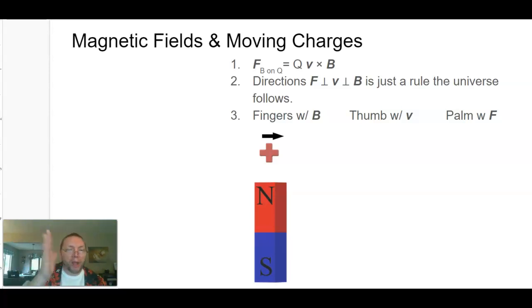And now we'll use our right hand. It has to be your right hand. It doesn't work with your left. Things get all messed up. So now my fingers point in the direction of the magnetic field. The magnetic field is to the top of the screen, so I go like that. And then my thumb points in the direction the positive charge is moving, and that's to the right, like that. And now my palm, just by the way I've got my fingers and thumb lined up, is in the direction of the force that would be exerted on the charge.